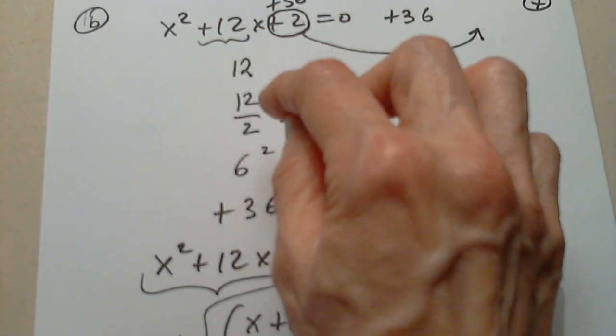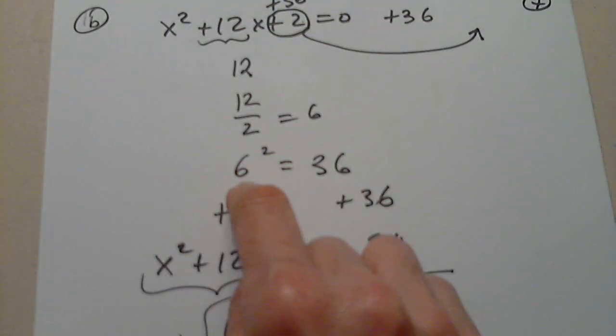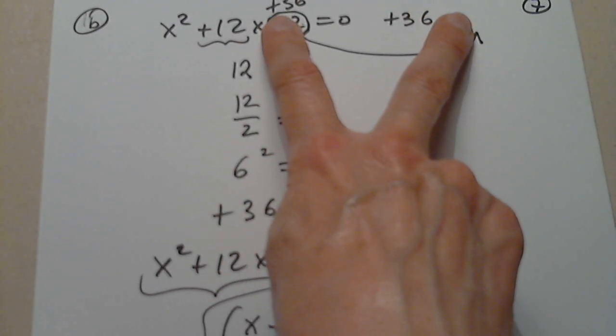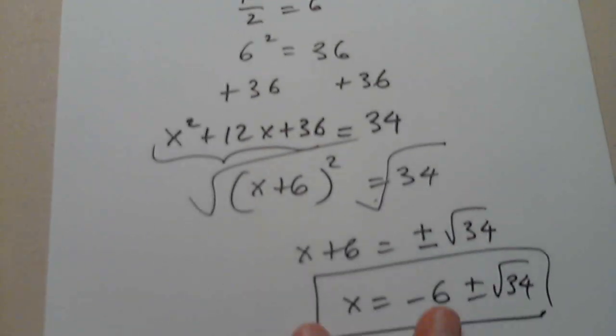The middle coefficient divided by 2, square the result, and this is the number you add to both sides. And you have to add to both sides, not to one or the other.